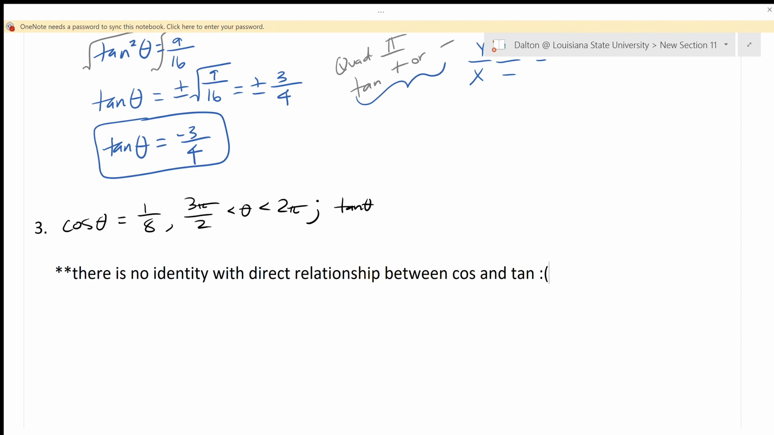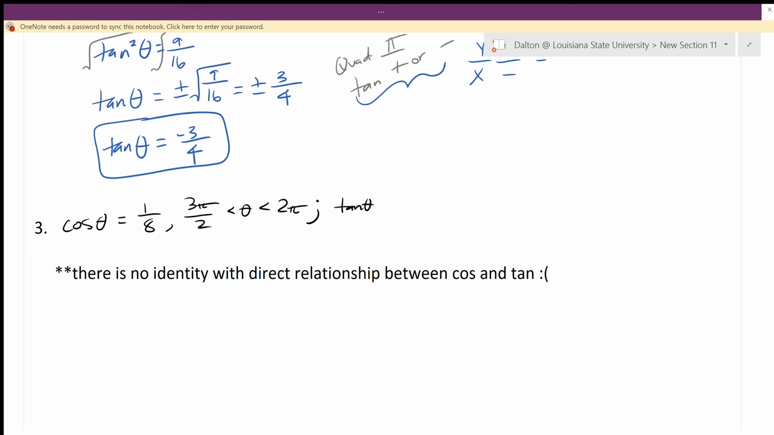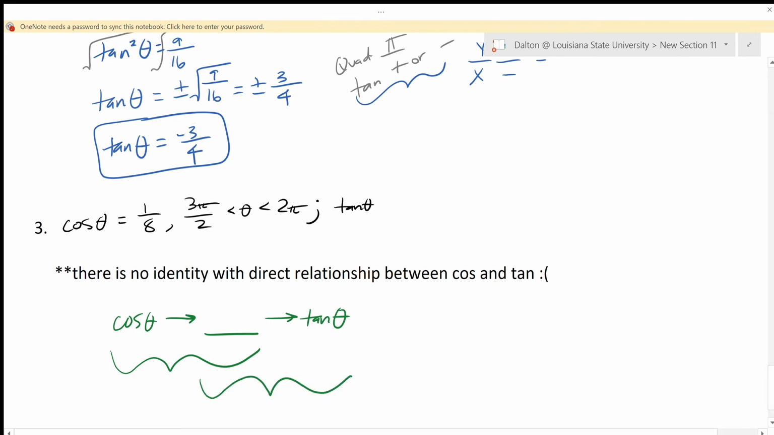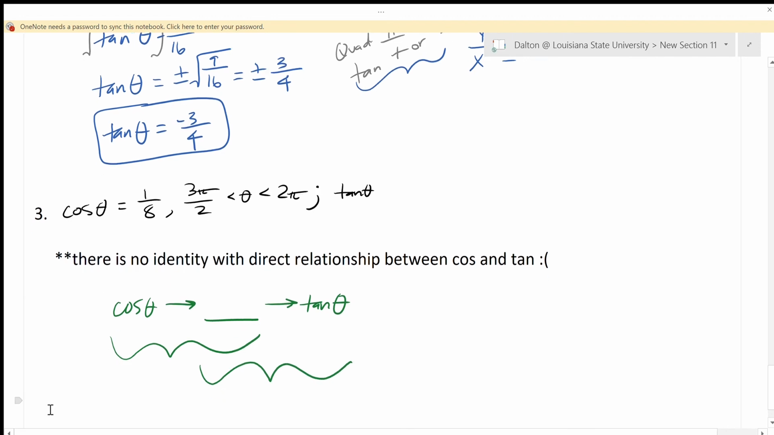So when that happens, and this is what we typed up at the top under our goal, sometimes you want to find one, sometimes you have to find more. So we're going to have to find an intermittent trig function. We're going to go from cosine to something else, and then finally to tangent. So you need to find one trig function that's related to cosine in an identity, and that same one that's also related to tangent. This is the question that I did 3 times. There are multiple ways that you could approach this.